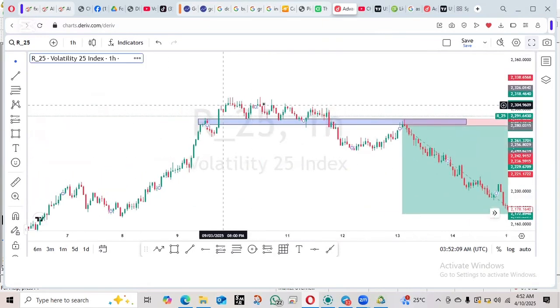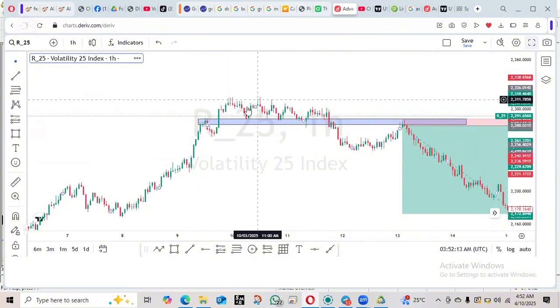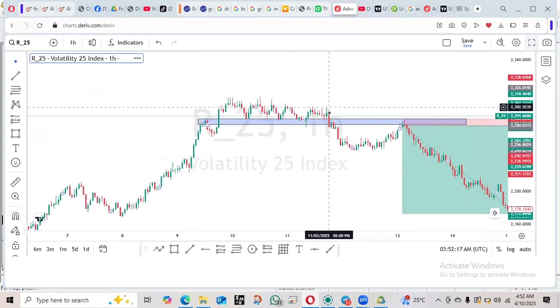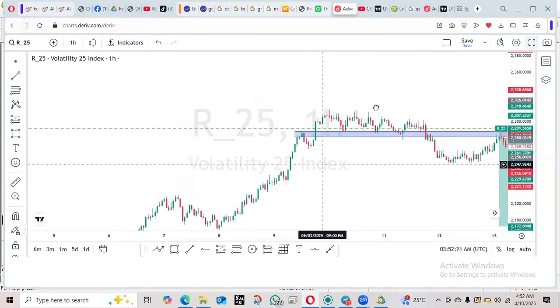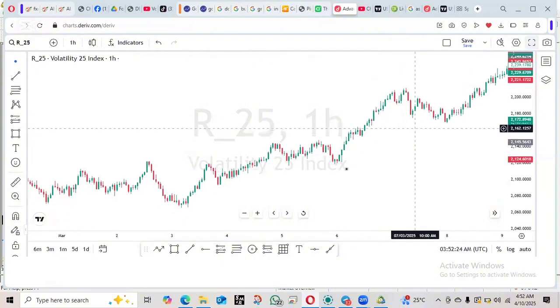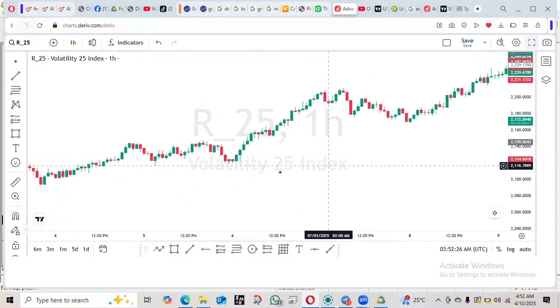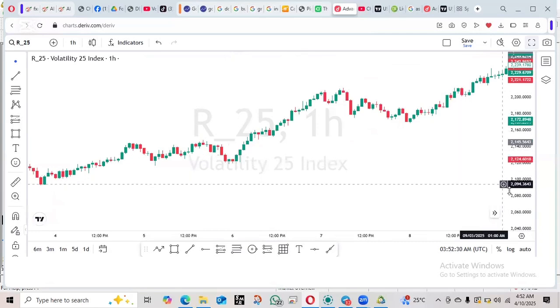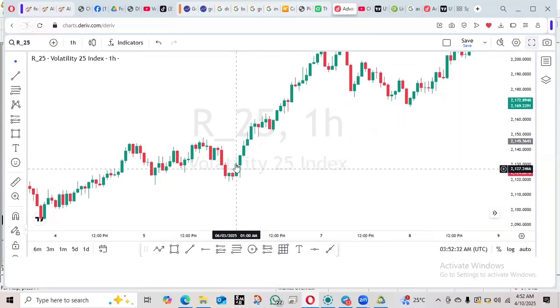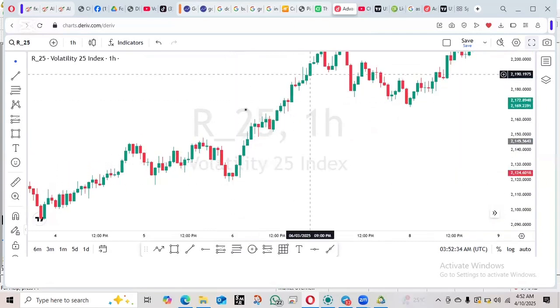Come to my inbox. You can see the indecision candles here. You can see how they were called, many of them. So at the end, there was this aggressive bearish candle, and then that's it. Price began to sell. So that's how you trade the indecision candles. Look at this one here. You can see the indecision candles here, followed by this aggressive bullish candle, and then it was all buys.